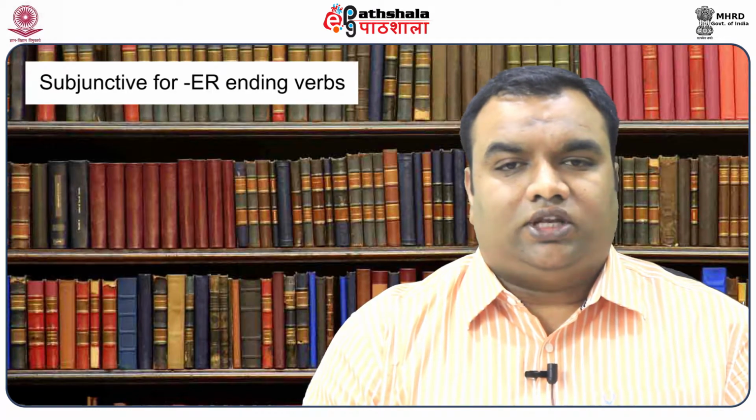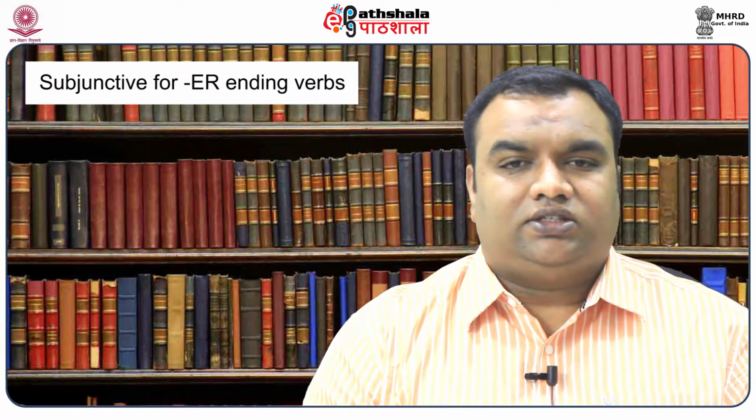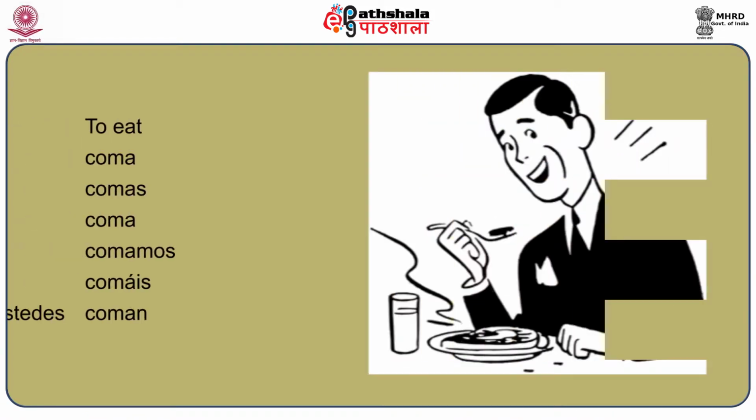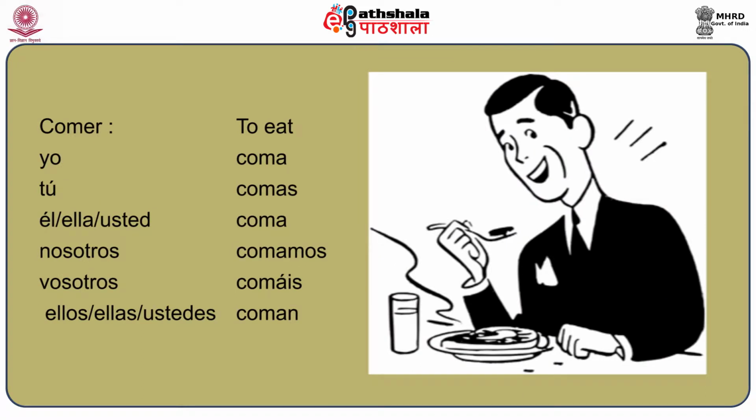Let's come to the next set of verbs, that is the ER ending verbs. We have to follow the similar pattern in this case also. We start with the first form, that is the yo form of the verb in the indicative. Let's take the verb comer, which means to eat, as an example to see the conjugations in the subjunctive.